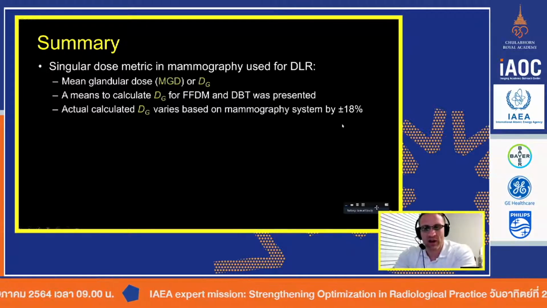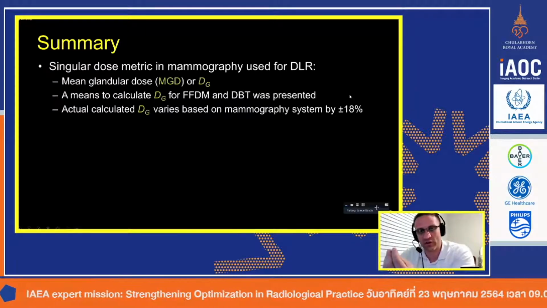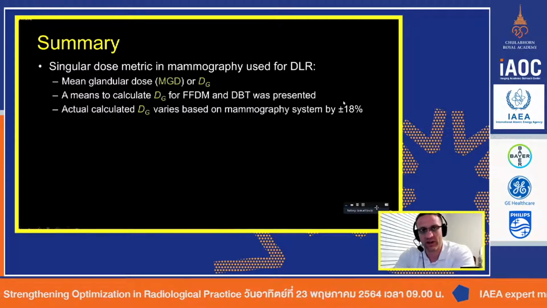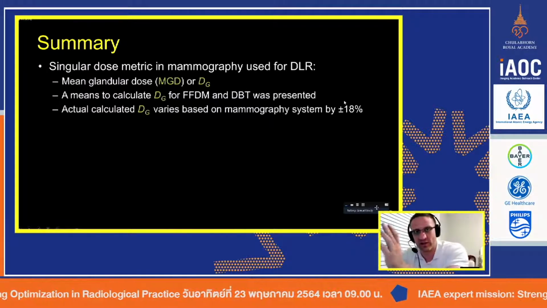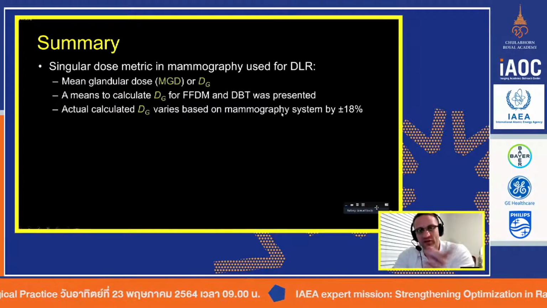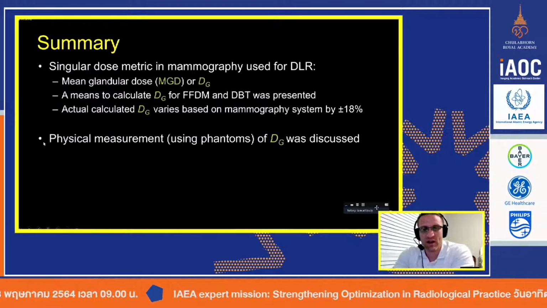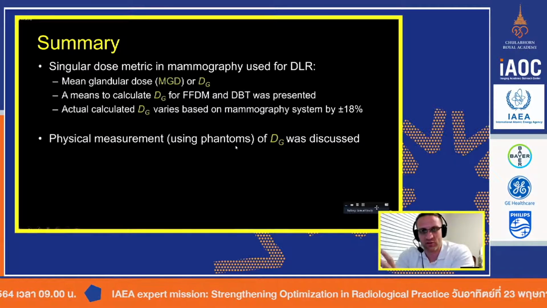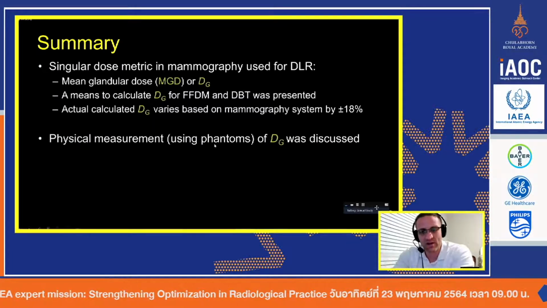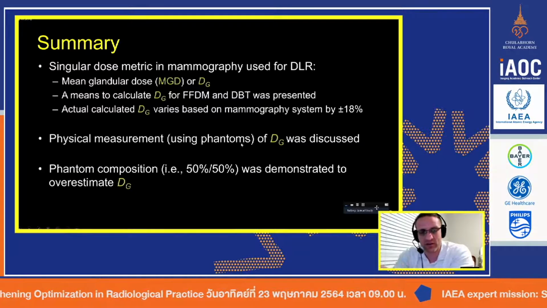And we talked about how the values you are collecting for your DRLs are going to have an inherent error based on which machine it was collected on and which method those vendors used. That error is roughly 18%. And then we talked about the standard breast dose model as we collect with phantoms. So when we calculate the mean glandular dose, we went through how we calculate that.